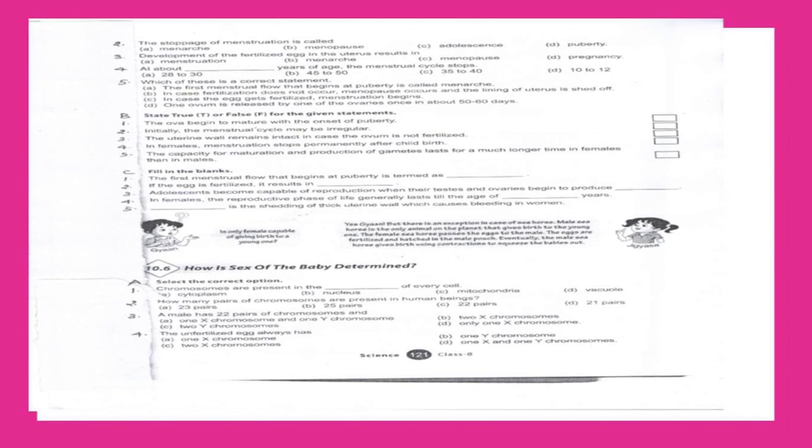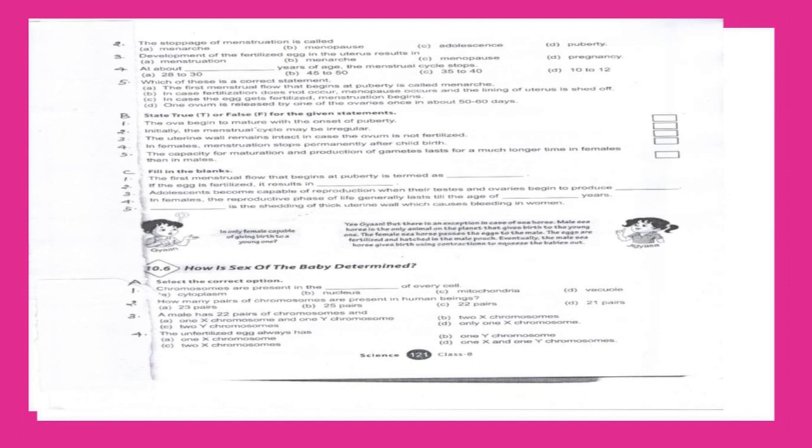Then question 5, which of these is the correct statement? The first menstrual flow that begins at puberty is called menarche. This is an important question. Spelling is important. Then true or false again. First true, second true, third false, fourth false, fifth false. First and second true, third, fourth, fifth false.